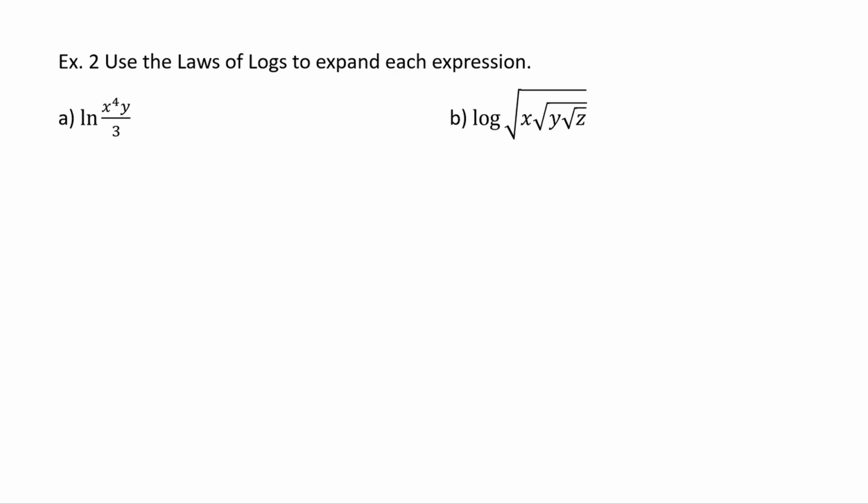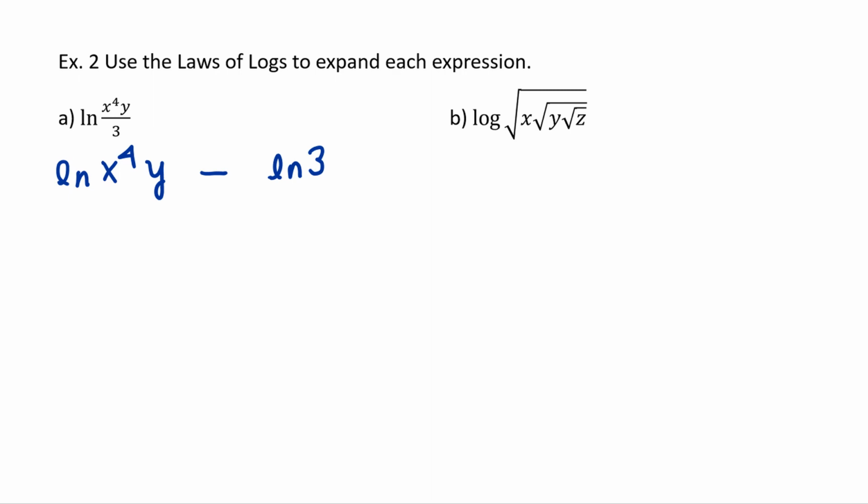Part A, the natural log of the quantity x to the fourth times y divided by 3. I'll begin this expansion by using the second law of logs and expressing this quotient as a difference of logs. So I'll write this as the natural log of x to the fourth y minus the natural log of 3.